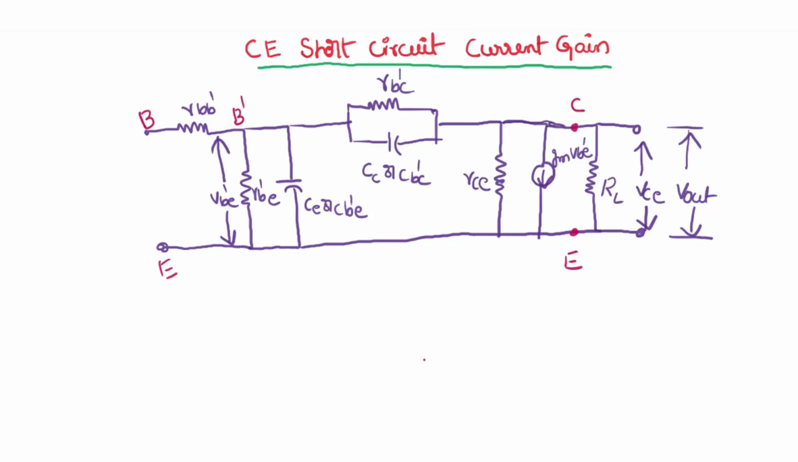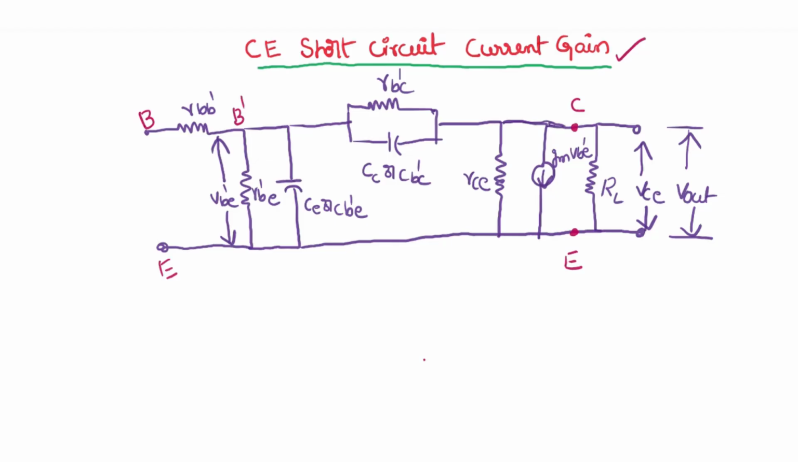What is this concept, CE short circuit current gain? Because this is the concept of finding current gain. Yes, you are going to find the current gain. Why are we finding short circuit current gain? Short circuit current gain means this is the current gain of the amplifier circuit when the output gets shorted.